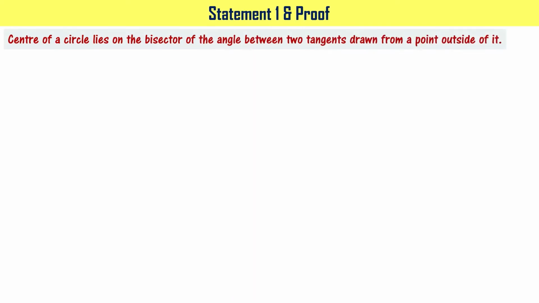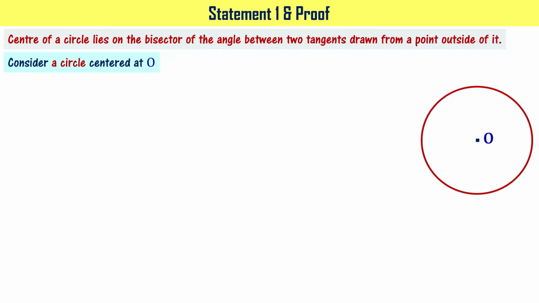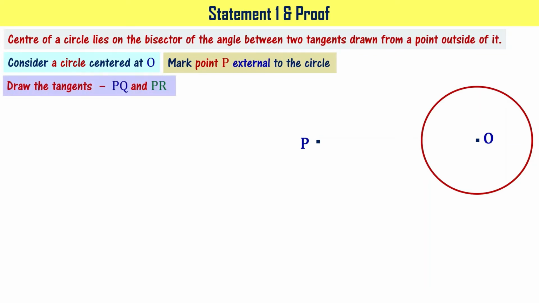Let's learn about a few statements and their proofs now. Center of a circle lies on the bisector of the angle between two tangents drawn from a point outside of the circle. Let's consider a circle centered at O as shown in the figure and mark point P external to the circle. Let's draw two tangents PQ and PR as shown here.